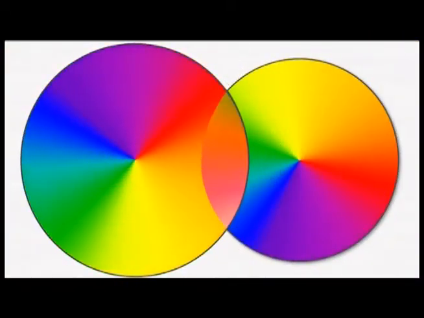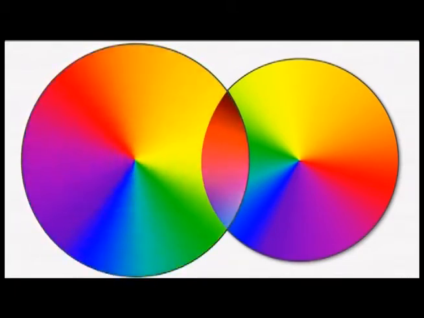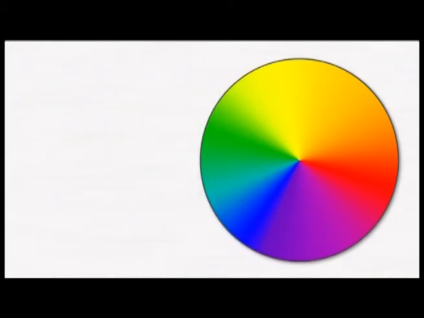The color wheel is an easy way to look at the entire spectrum of color and examine the relationship of one color to another. A simple two-dimensional color wheel can be used to look at the relationships between two different hues of color.